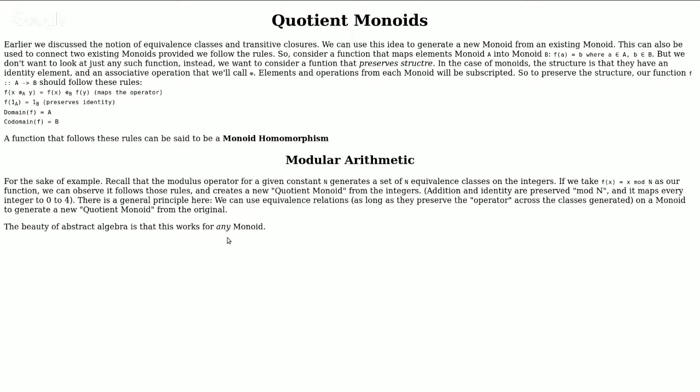And the domain and codomain of the function that maps them should actually be A and B, the stuff we're starting from. And we can generate new monoids from this existing monoid, and we're going to call it a quotient monoid. So when I said we could relabel, we could call the equivalence classes 0, 1, 2, 3, and 4. This is an example of generating a quotient monoid from the integers.